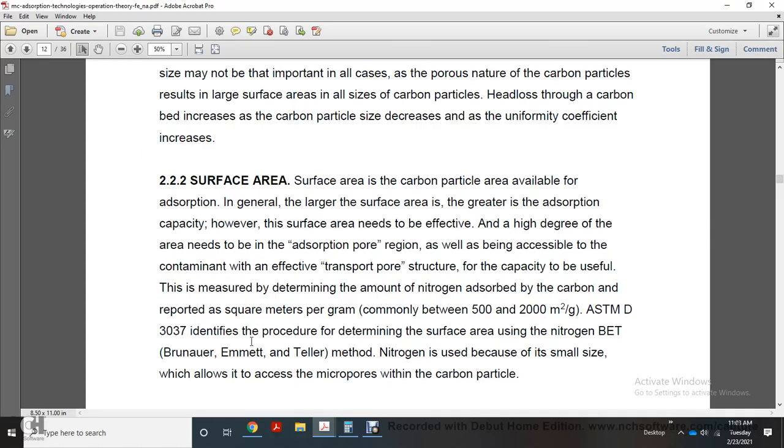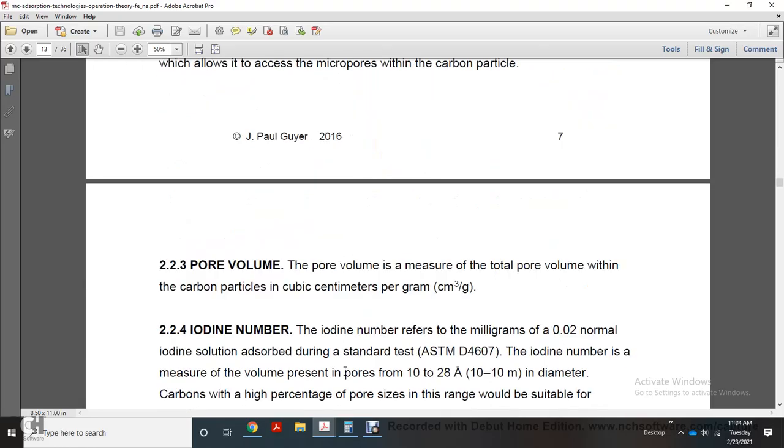For capacity to be useful, a measure determining the amount of nitrogen adsorbed by the carbon is reported in square meters per gram, per ASTM D3037, a standard procedure for determining the surface area with the nitrogen BET, Brunauer-Emmett-Teller, method. Nitrogen is used because of its small size, which allows access to microporous carbon particles.